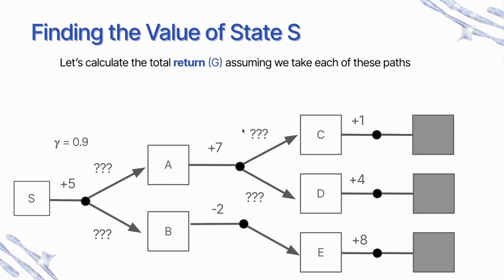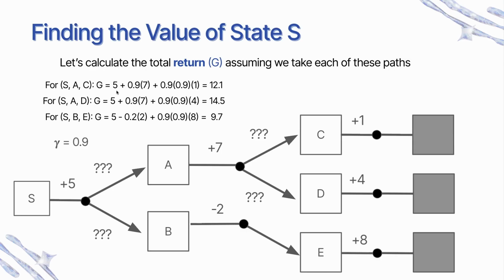So let's calculate the total return G, assuming we take each of these paths, okay? For SAC, you get a return of 5 here. You go to A, right? And we're assuming you go to C now. You get a reward of 7, right? Once you go from A, but once again, discount factor, you weight it down by 0.9. And if you go to C, right, you get a reward of 1 for sure. But remember, you have to weight it down twice because there's 2 time steps in the future. That's how discounted return is defined. So the total return for SAC is 12.1.